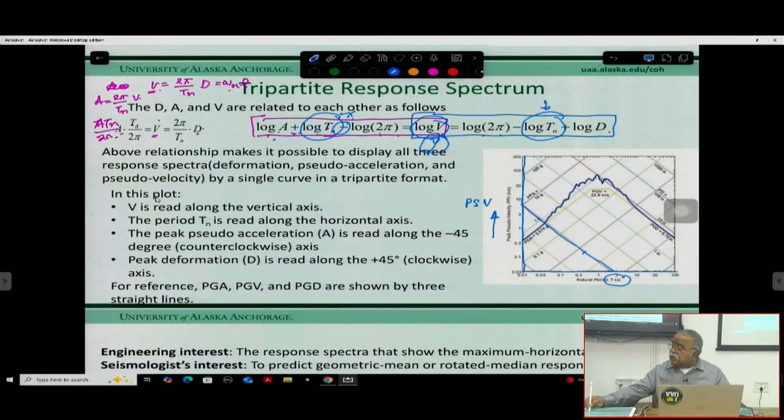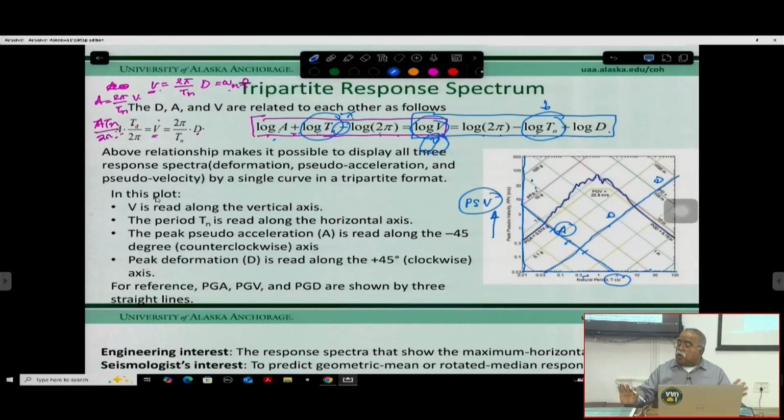So these are the Tn with the different acceleration values, right? You are basically plotting the PSV versus Tn, and you can make this tripartite plot. This axis will be all the acceleration values, and since this is the 45-degree, it will be the d-axis, right? So this is your d versus t, and this will be the a versus t.